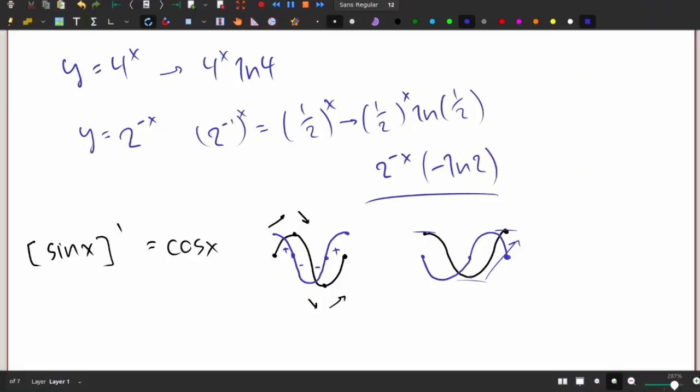And the thing about this blue curve that we just drew here is that this is actually the curve of y is equal to negative sine x. And therefore, if our function is cos x, our derivative of that is equal to negative sine x, and not just regular sine x.